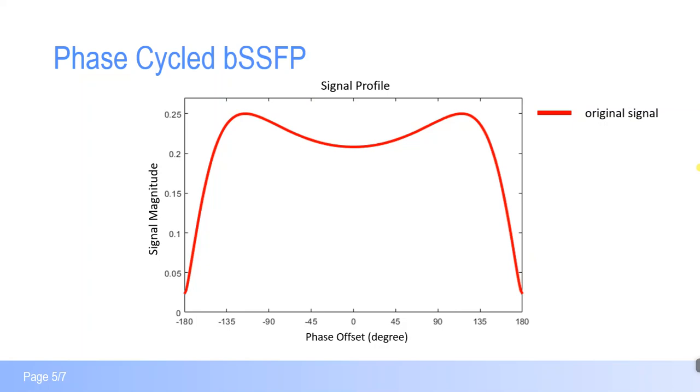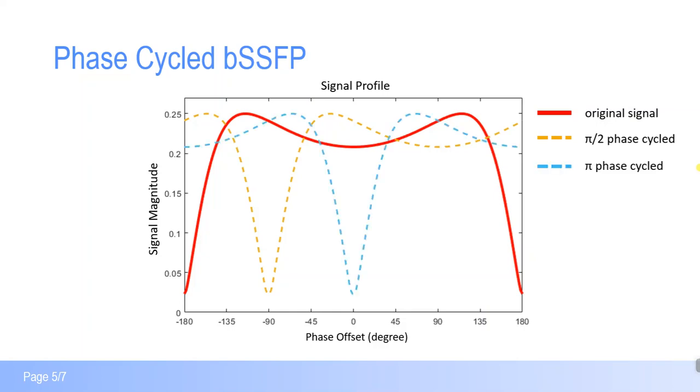We look at the signal profile over the phase offsets of a voxel. If we apply pi/2 phase increments, we will get a shifted profile. The same happens with pi and 3 pi/2 phase cycle signals. The amount of shift depends on the phase increments, as you can see. In this manner, we can get different intensity levels for a voxel. Therefore, this information can be utilized to remove banding artifacts.